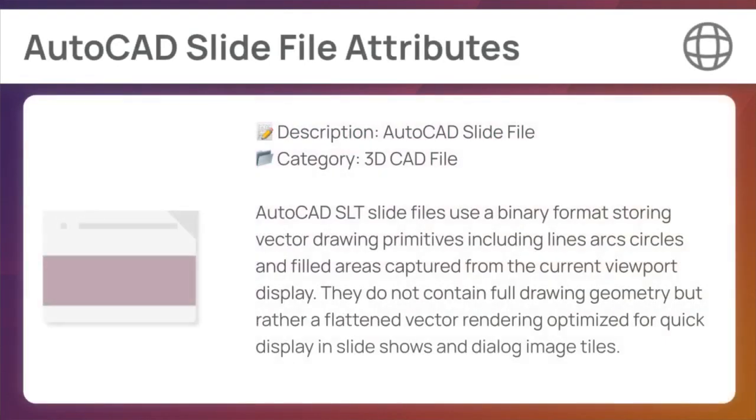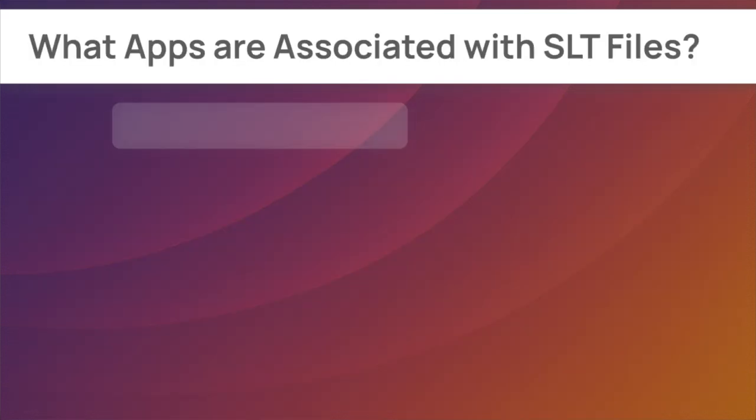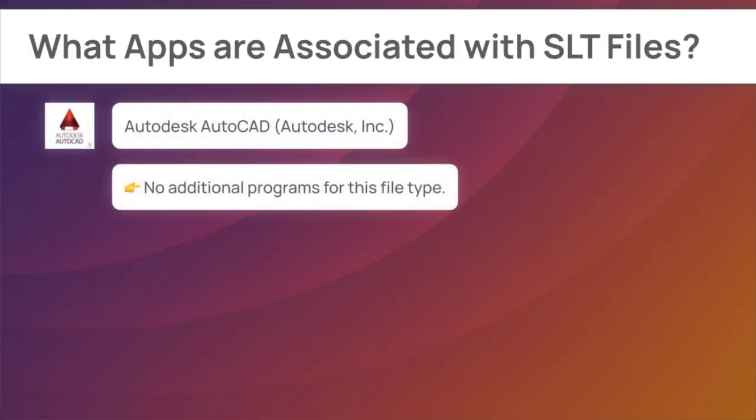AutoCAD SLT slide files use a binary format storing vector drawing primitives, including lines, arcs, circles, and filled areas, captured from the current viewport display. They do not contain full drawing geometry, but rather a flattened vector rendering optimized for quick display in slideshows and dialog image tiles. The SLT extension has a direct link to the Autodesk AutoCAD application by Autodesk, Inc.